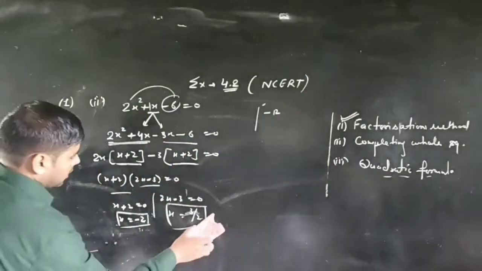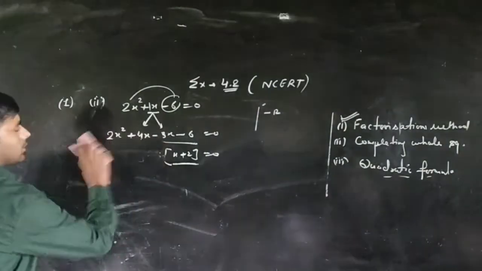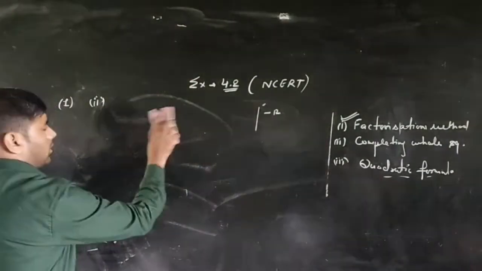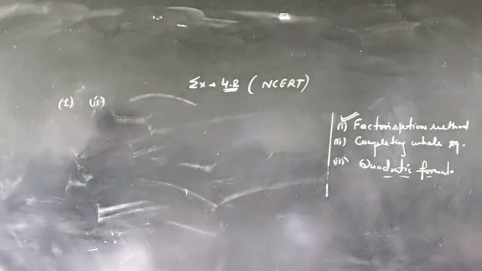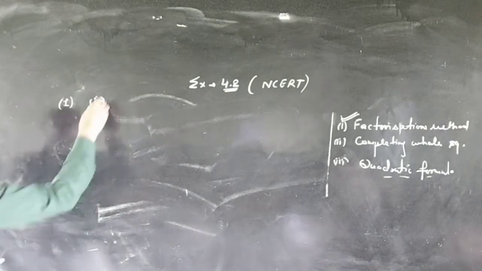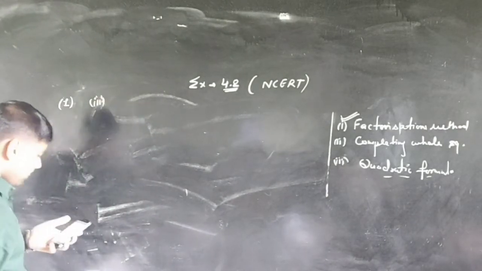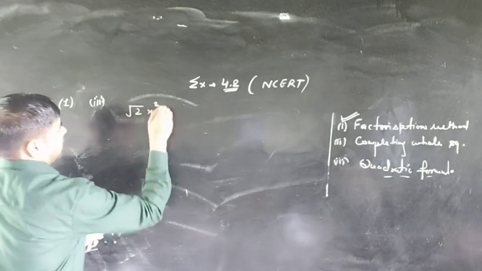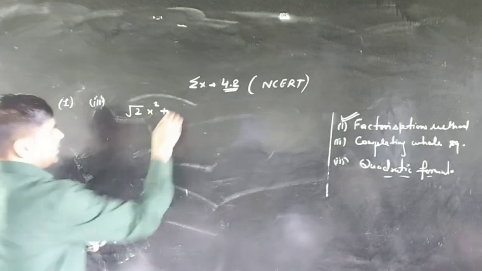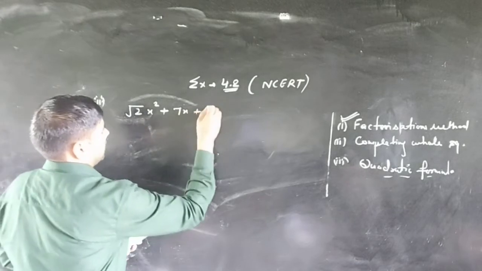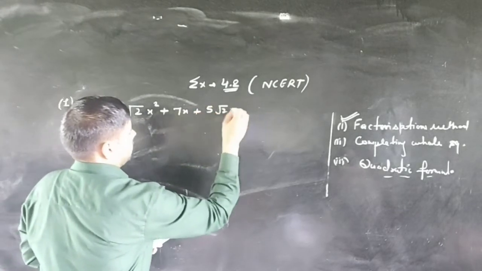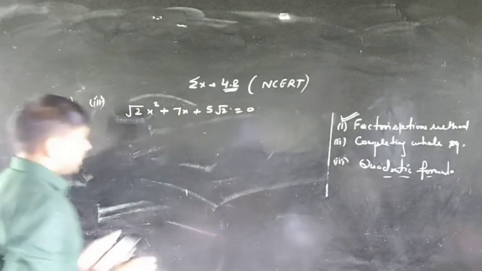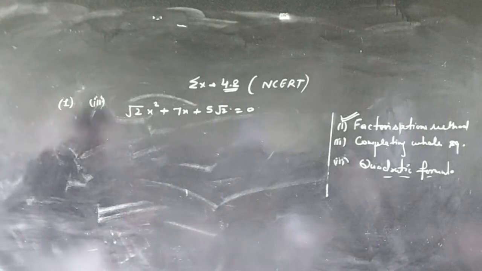Now let's see one more example. This is the third part from question number 1, exercise 4.2. Root 2x square plus 7x plus 5 root 2 is equal to 0.